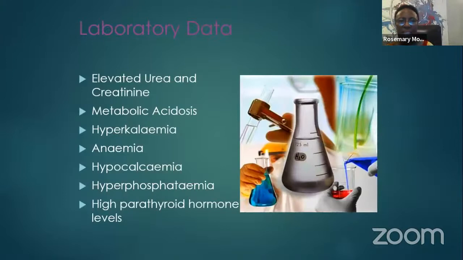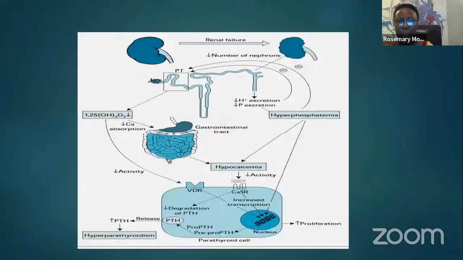The laboratory measures that we use is the UNE. You'll get your urea and creatinine being elevated. The patient will have metabolic acidosis. Hyperkalemia will be one of the things. Anemia from erythropoietin deficiency. Then you get your hypocalcemia and your hyperphosphatemia, as well as your high parathyroid hormone. And I'll just explain it briefly in the next slide.